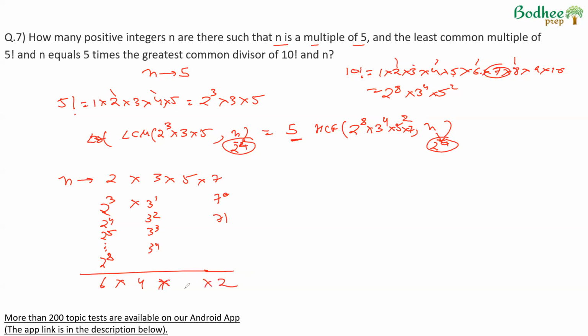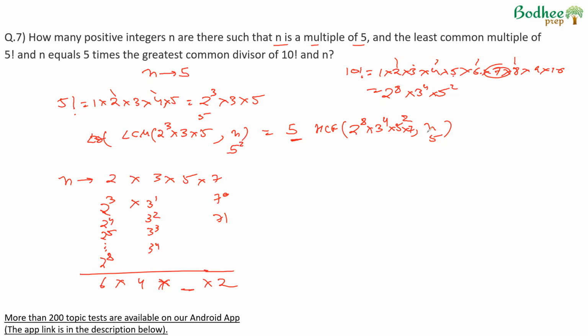Two possibilities. Now what can be the power of 5 in n? We know that n is a multiple of 5, given in the question. Suppose we take the power of 5 as 1 in n. In that case, the LCM will have the power of 5 as 1. In the HCF, we will have the power of 5 as 1 here. This will get multiplied by 5. So 5 will not be equal to 5 into 5. So 5 cannot have a power of 1.